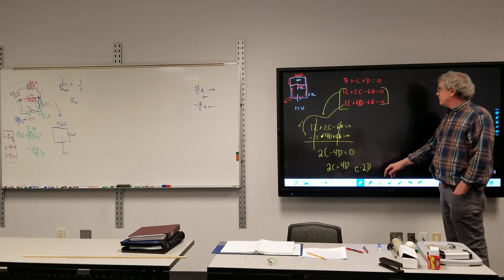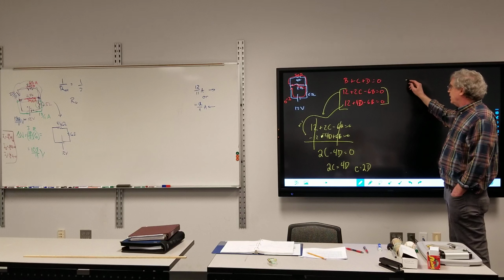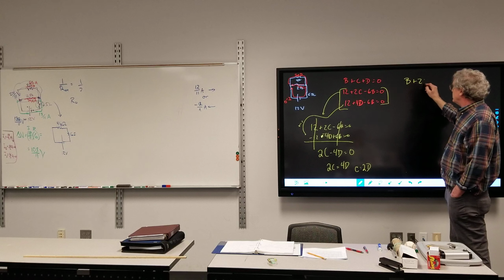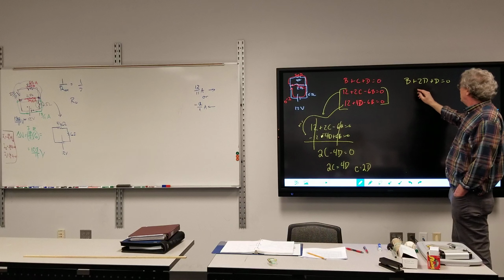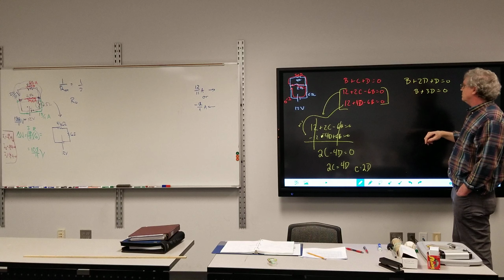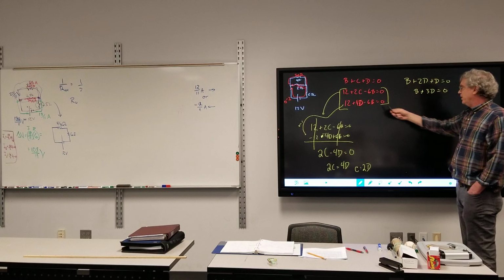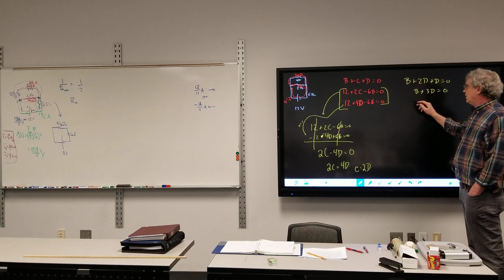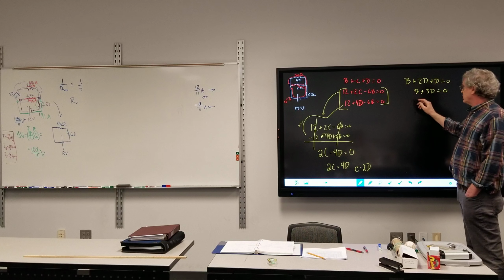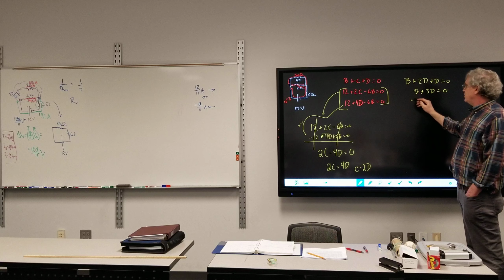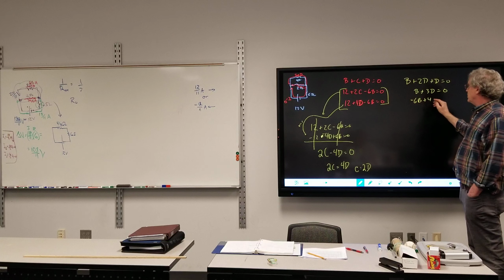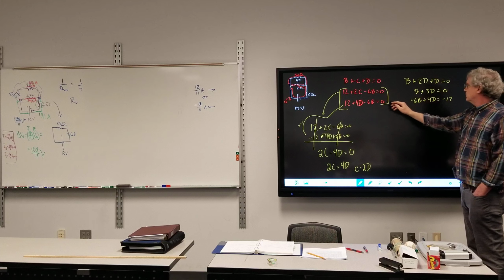If I plug that into the first equation, I get B plus 2D plus D equals 0. B plus 3D equals 0. Oh, and then I'll take this equation here. I'm going to bring 12 over to the other side. So I have -6B plus 4D equals -12. So that's this equation.